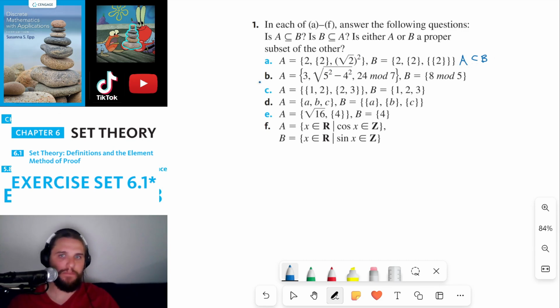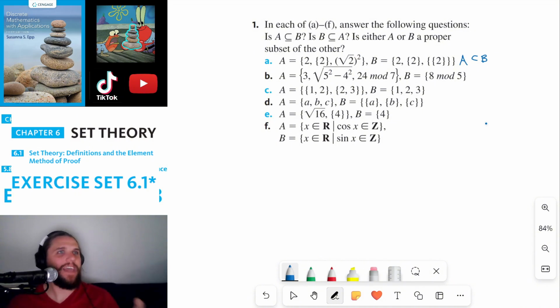Now let's move on to part B. Here we have a set A containing the element 3, the square root of 25 minus 16, which is also 3, and then 24 mod 7, which is also 3. So even though there are 3 numbers listed here, there's actually only one element in A, and that's the number 3. B is 8 mod 5, which is also just a set containing the element 3.